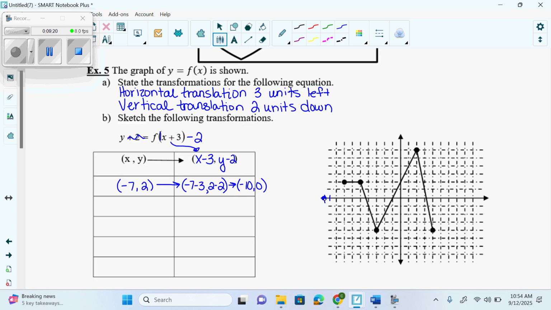So I'm going to do the next one. It's negative 5 and 2. Some people might say, well, I don't need mapping to do this. Yeah, you do, because we're practicing for when it gets harder, which is in 2 days. Negative 5 minus 3, comma 2 minus 2 becomes negative 8 and 0. So I plot that, and then I connect them, because they were side by side, right? But I know they're connected correctly.